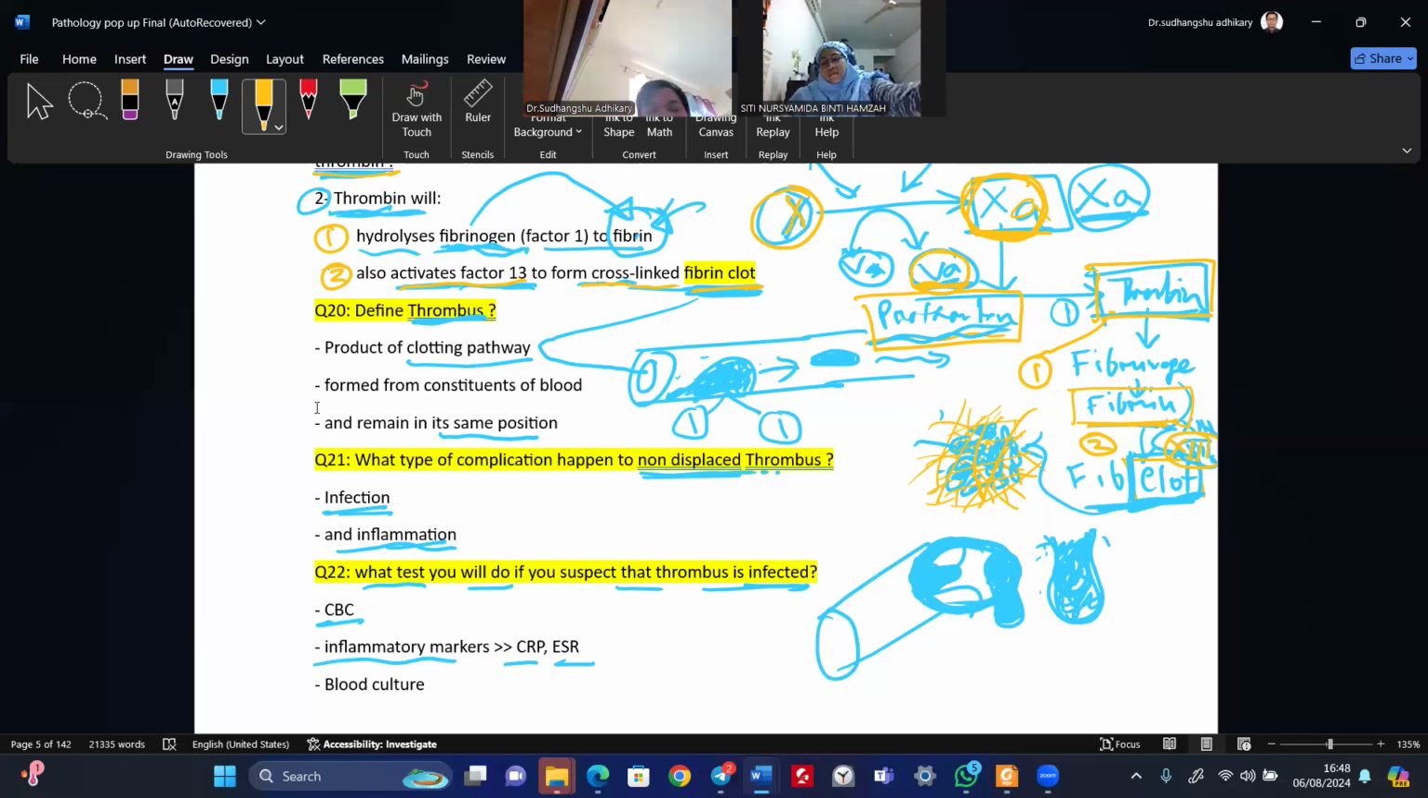That is why it is a product of the clotting pathway formed from the constituents of blood, as with the fibrin clot. How was it formed? It was formed by clotting factors, platelets, fibrinogen, fibrin, then factor 13. All of these came, so these are the blood constituents or elements. So it is a product of the clotting pathway formed by the constituents of the blood and remains in its same position.